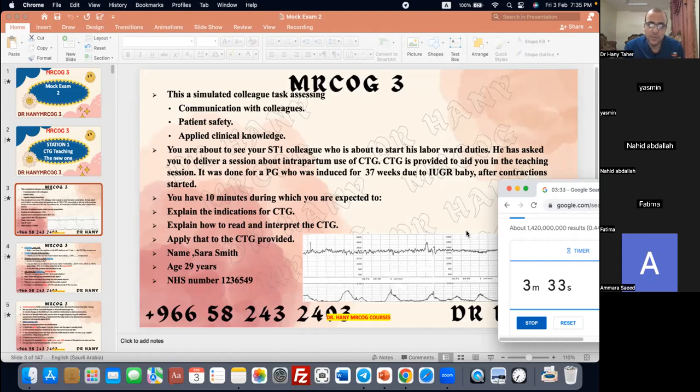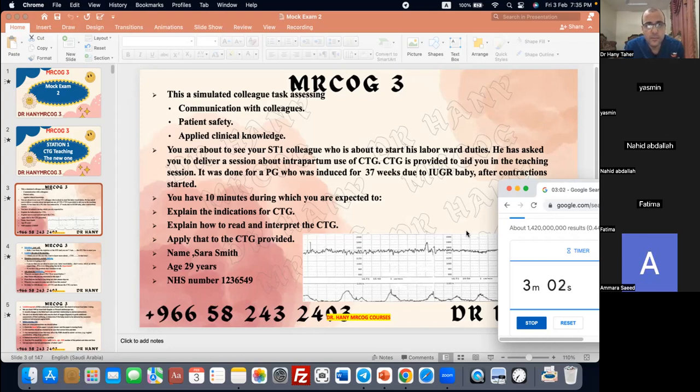Thank you very much. And then comes the acceleration. Acceleration is a positive sign. It is an increase in the fetal heart rate of more than 15 beats for more than 15 seconds. Yes. And it's a positive sign.